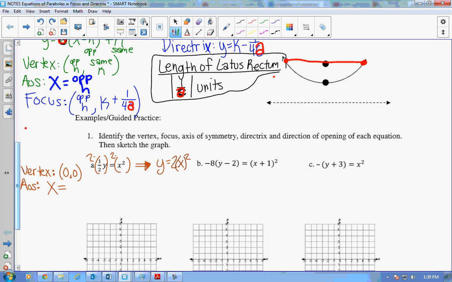Anyone know what this equals? 0, because it should be the x-coordinate of the vertex. So it should be the same numbers. But axis of symmetry is an equation, so make sure you have an equal sign.